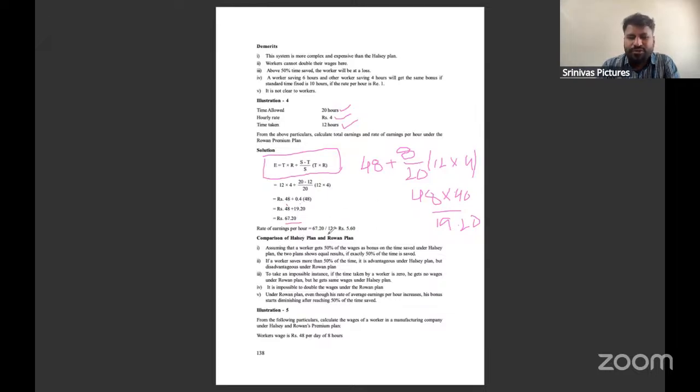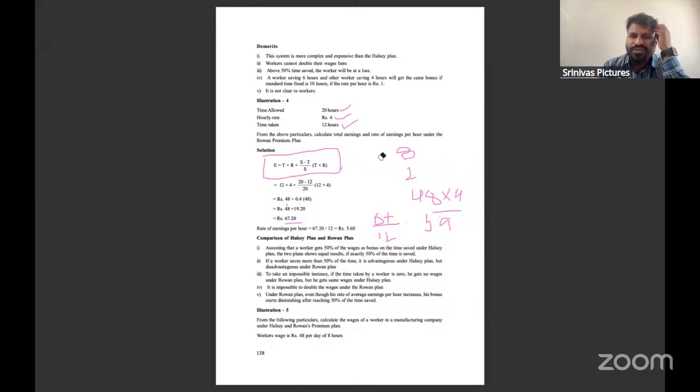So per hour, how much is getting? Actually, we paid 4 rupees. But within the total 12 hours, he is receiving 67.20. So that you can convert it into hours. Total rupees is 67 rupees by 12 hours is equal to almost 5 rupees is going to be received. So this is the incentive.